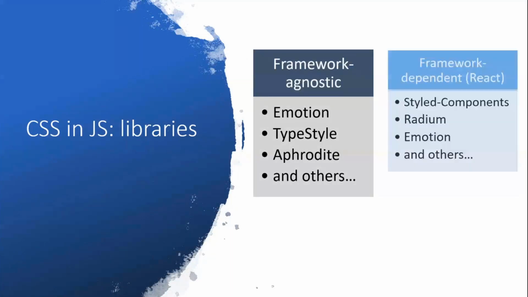When it comes to libraries, we can divide all libraries into two big categories. The first one is framework agnostic, and the second one is framework dependent. When we talk about framework agnostic, we have Emotion, TypeStyle, Aphrodite, and some others. For framework dependent, we also have Emotion because, for example, this library can be used in two modes at the same time. These are, I would say, the most popular libraries.